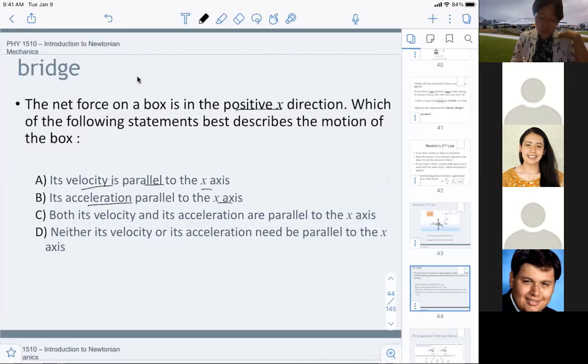So looking at this, you know right away that if the net force is in the positive x, the acceleration is in the positive x. So B is correct.